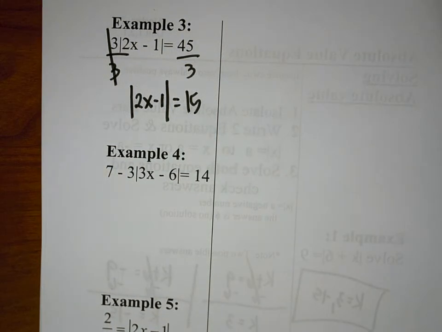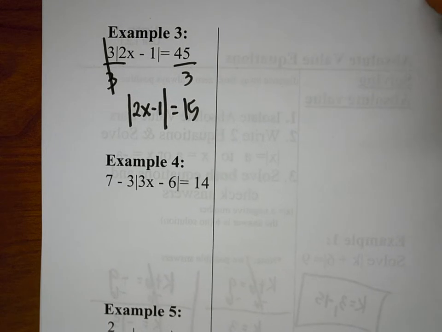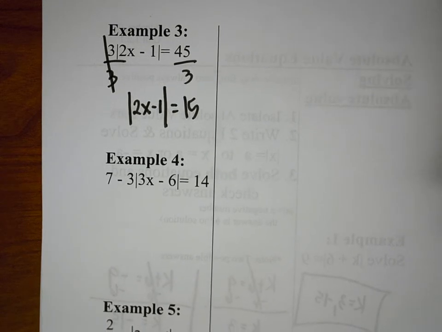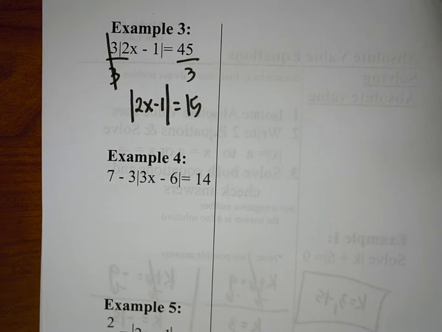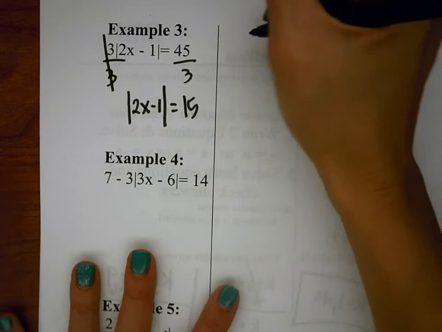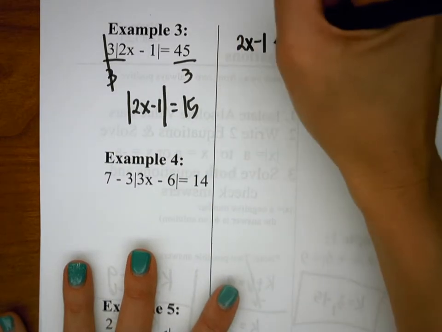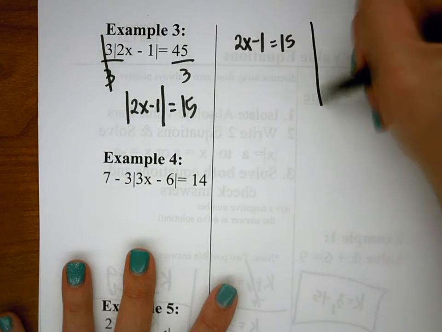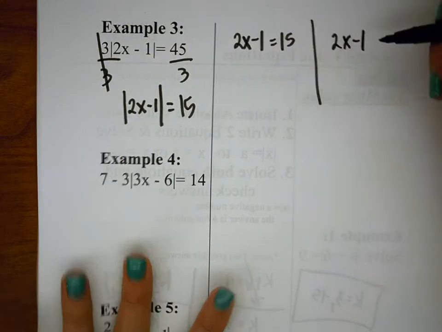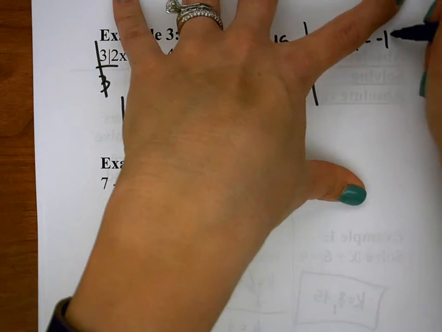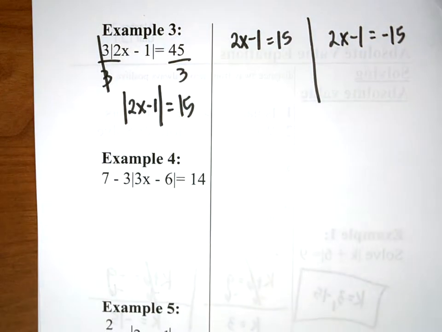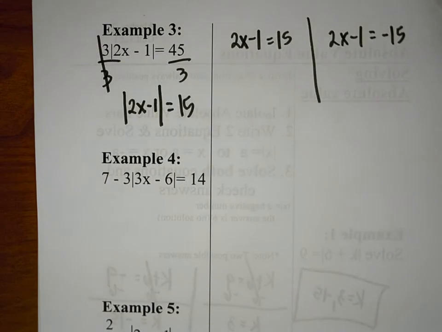Okay, at this point, who knows what I'm going to do next? You're going to write two equations. Very good. And one problem is going to be negative and one's going to be positive. Amazing. Okay, 2x minus 1 equals 15. And 2x minus 1 equals negative 15. And someone besides Michaela, tell me, McKenna, sorry. Tell me, why am I writing two equations? Why do I have one equation that's positive and one that is negative?